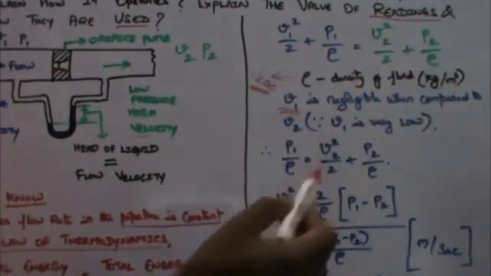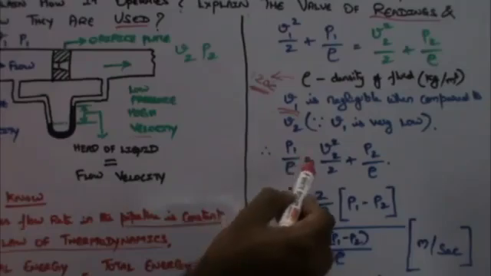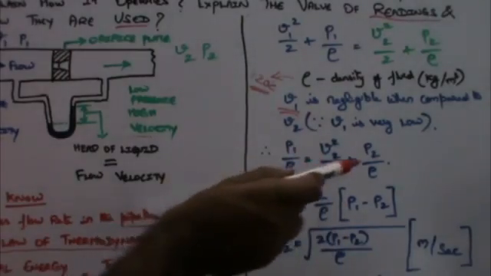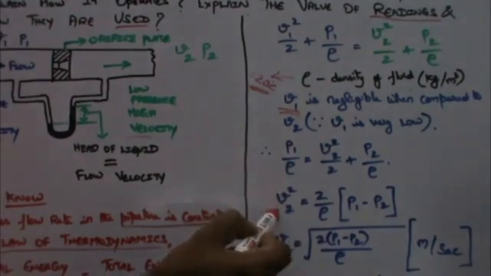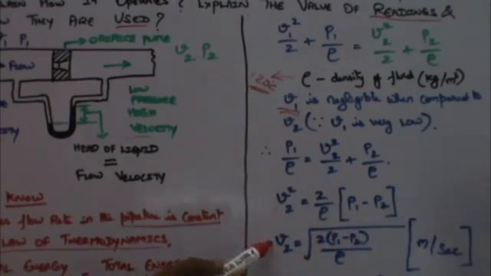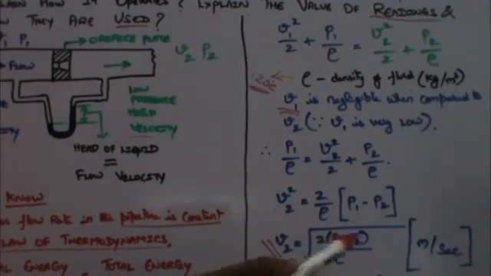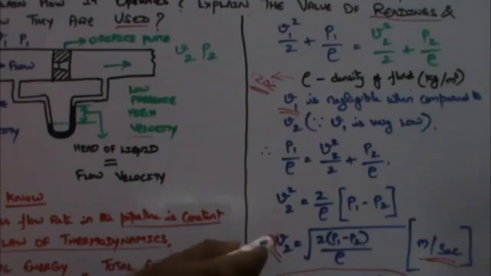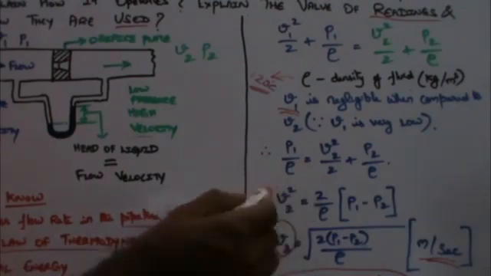When I rearrange the above equation, I get P1 by rho is equal to V2 square by 2 plus P2 by rho. Again I rearrange: V2 square is equal to 2 by rho into (P1 minus P2), where finally I get V2 is the square root of 2 into (P1 minus P2) by rho, that is in meters per second. And as I said, rho is the density of the fuel oil, and V2 is the velocity of the fluid flowing through the pipeline after the orifice. Since we know the fluid flow velocity V2, we can easily calculate the volume flow rate.